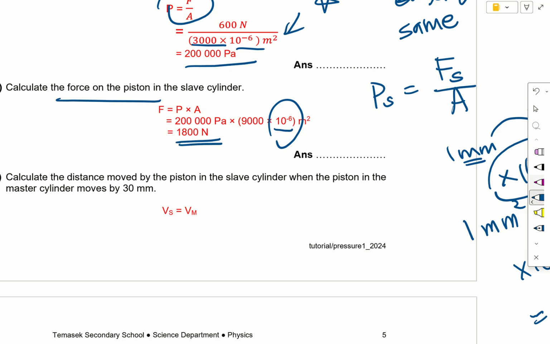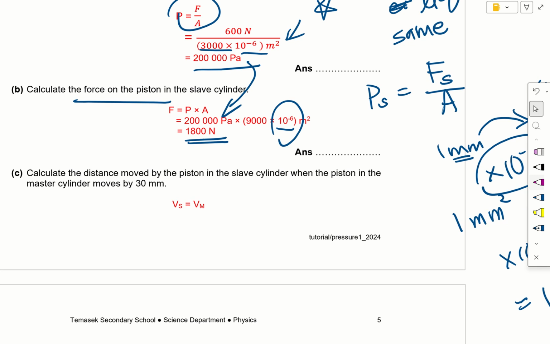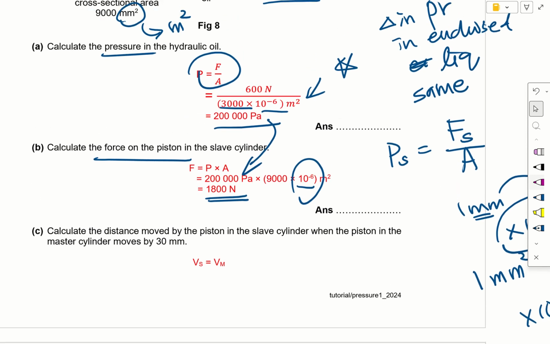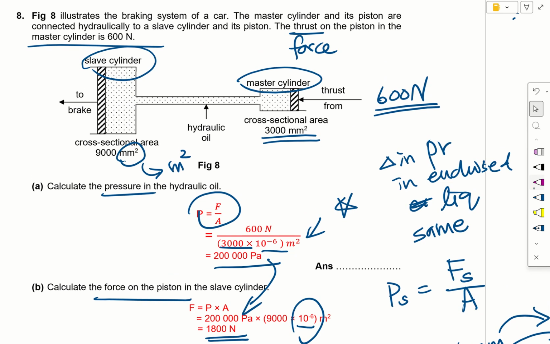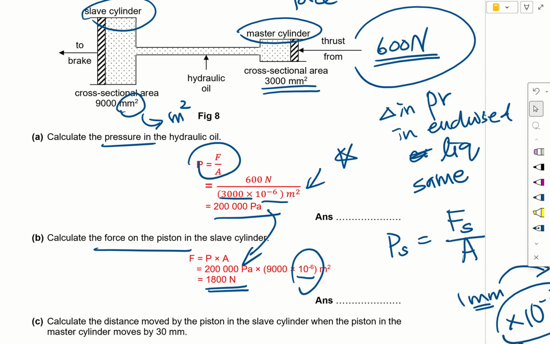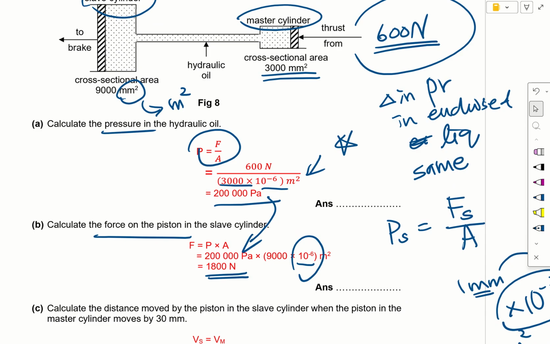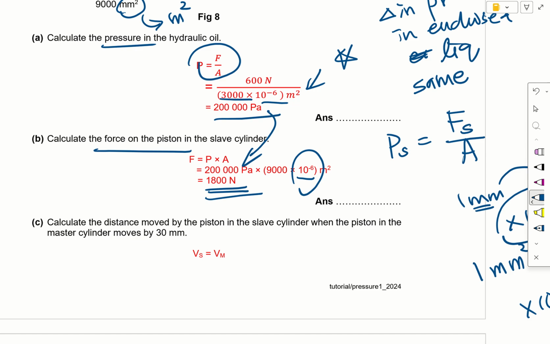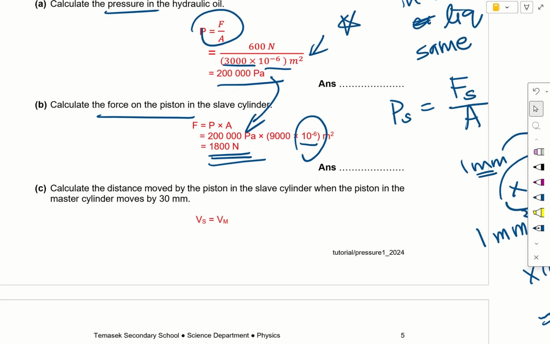And then you'll find that this pressure exerted over here at the slave cylinder multiplied by area will get a force of 1800 newtons. So although we exert a force of 600, because of this hydraulic press design, by having a larger area at the slave cylinder, I am actually able to have a larger force. Okay, but is this really possible in real life?